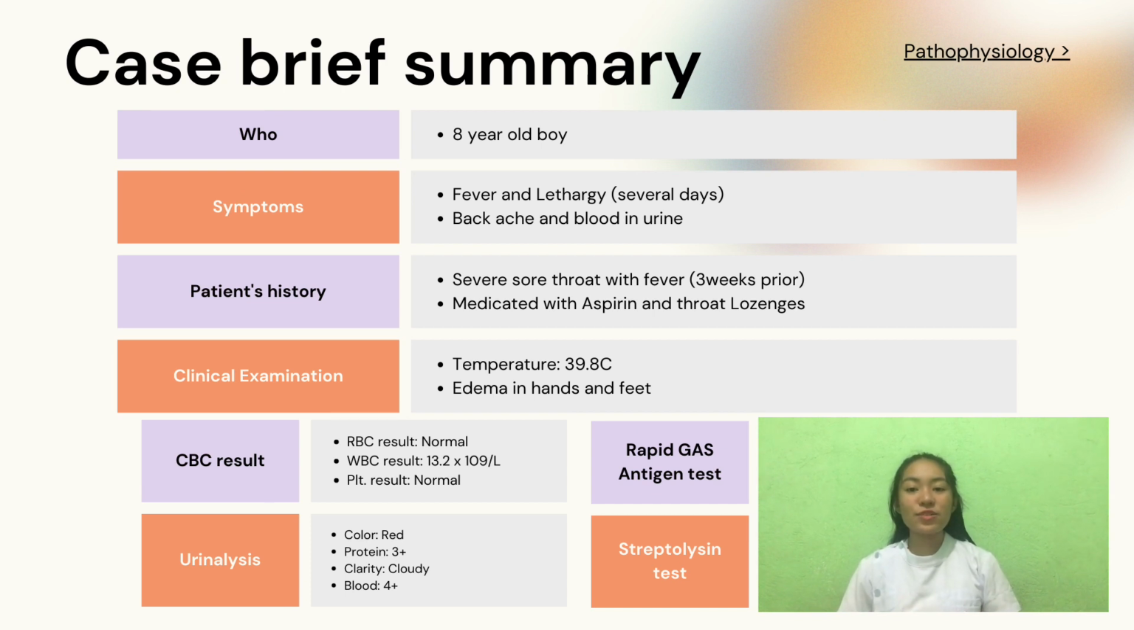The pathogen is no longer present in the throat nor urine. The buildup of immune complexes due to past infection is what causes the disease. The rapid GAS antigen test is negative, while the streptolysin test is positive. This will be further elaborated later.